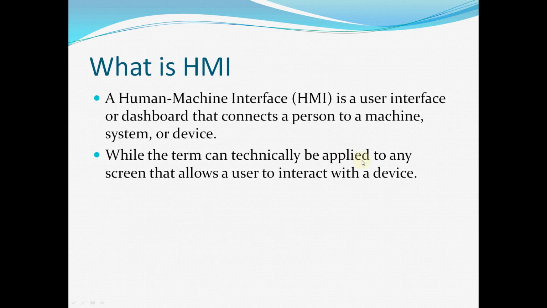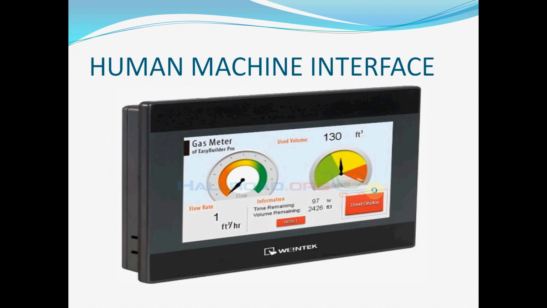So now what is HMI? The HMI full form is human machine interface. It's a user interface, or you can say dashboard, that connects a person to a machine system or a device. Here you can see a sample. You can see there are some displays of a dial or a few buttons.